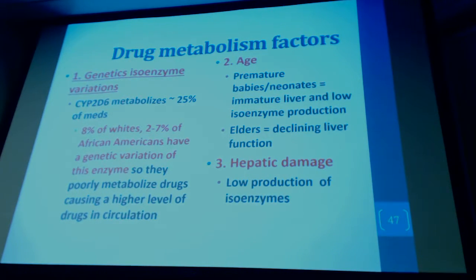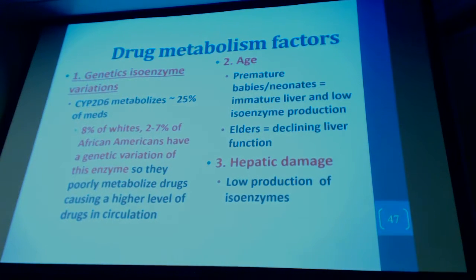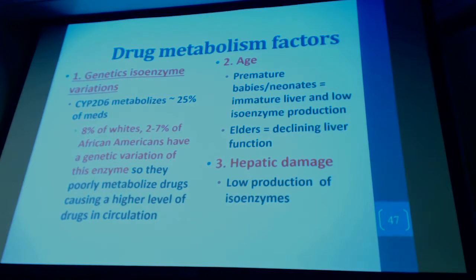Age. Premature babies and newborns, their liver functioning is not up to what it will be as an adult. In elders, our liver function starts to decline. And if you have hepatitis or cirrhosis and your liver is damaged, you of course cannot create these isoenzymes. So all of these things can impact how you metabolize a drug.